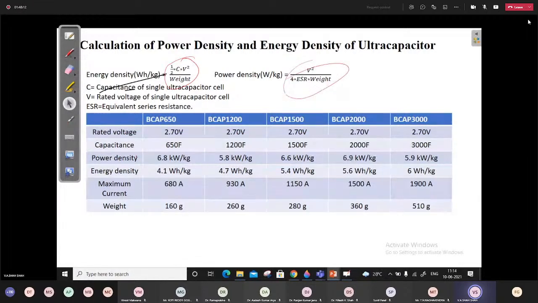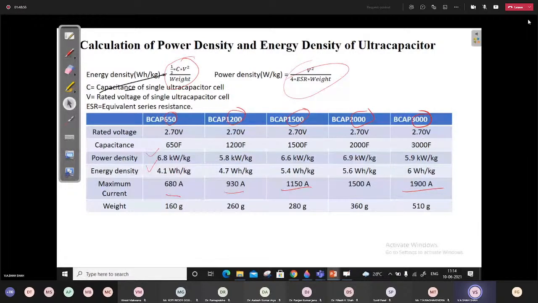And you can look at this. This is the instantaneous current, that is the maximum current, that this BCAP capacitor can deliver. This is the capacitor with 650 Farad, this is 1200 Farad, 1500 Farad, 2000 Farad, and this is 3000 Farad. Their weights have been mentioned, and their currents: for 650 it is 680, then 930, 1500, up to 1900 ampere when you go with 3000 Farad. Of course, this is the instantaneous, maximum current that can be supplied.